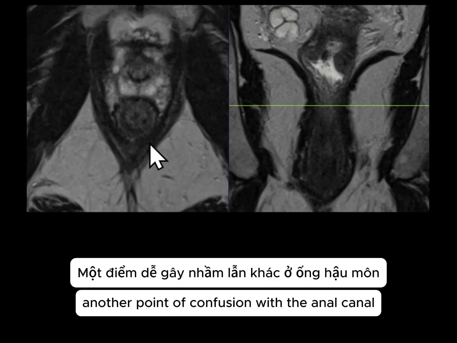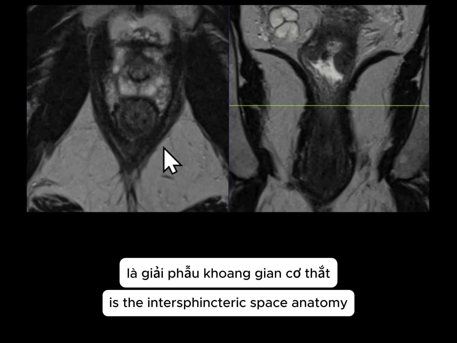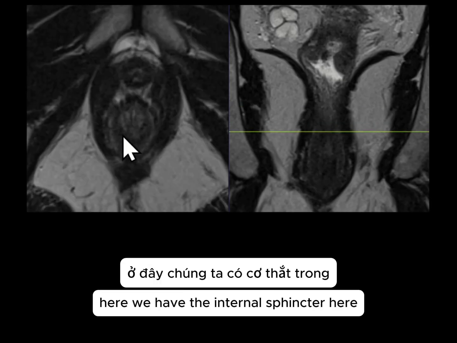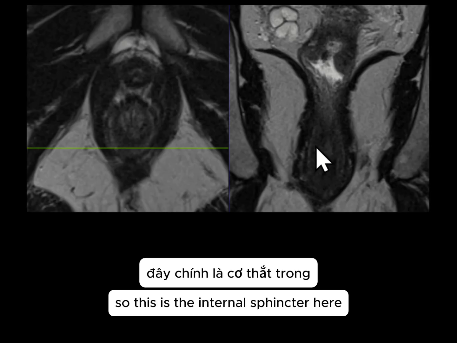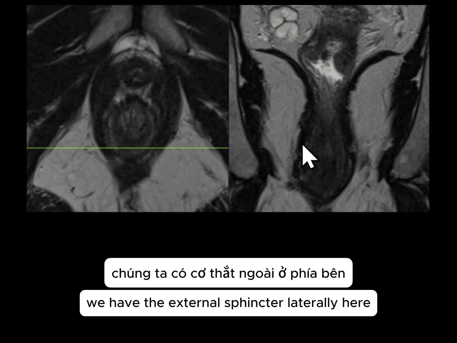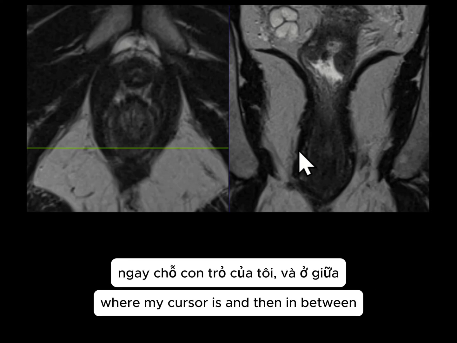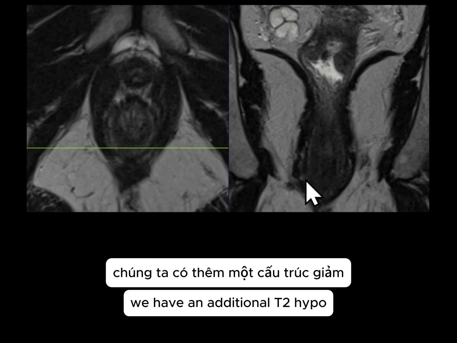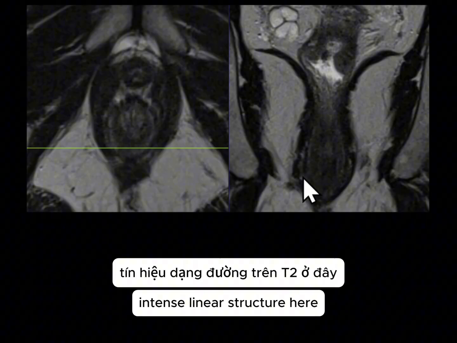Another point of confusion with the anal canal is the intersphincteric space anatomy. So sometimes the appearance can be confusing. So for instance, here we have the internal sphincter. Here, I'll show it on coronal images. So this is the internal sphincter here. We have the external sphincter laterally here where my cursor is. And then in between, where the intersphincteric plane is, we have an additional T2 hypointense linear structure here.